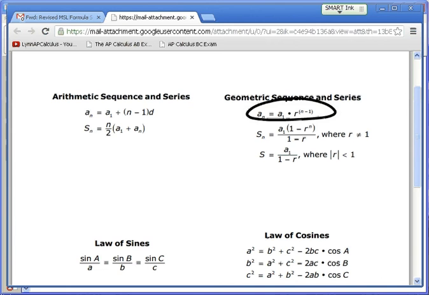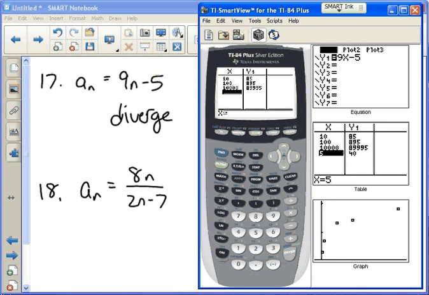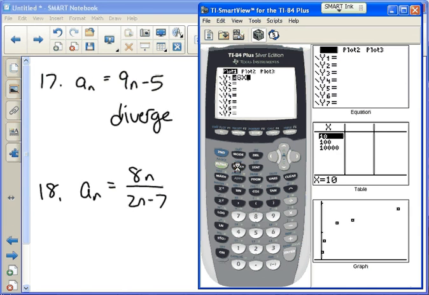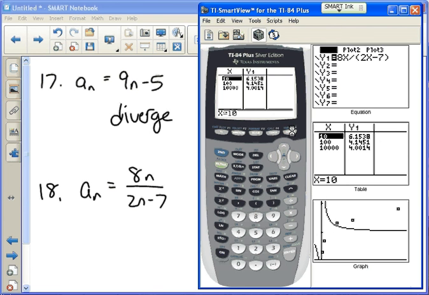So I do 8x over parentheses 2x minus 7. Close the parentheses. Make sure you put that denominator in parentheses or you get the answer wrong. Go to the table. Here, it should be clear, we're not getting bigger and bigger in the y's. The y's are actually getting closer and closer to one number. In particular, they're getting closer and closer to 4. So it turns out that this does converge to 4. So diverge is infinity, converge is a number.